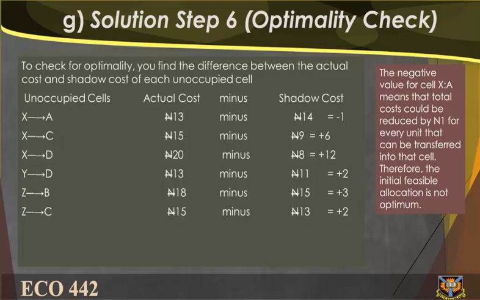The negative value for cell X to A means that total cost could be reduced by N1 for every unit that can be transferred into that cell. Therefore, the initial feasible allocation is not optimum.